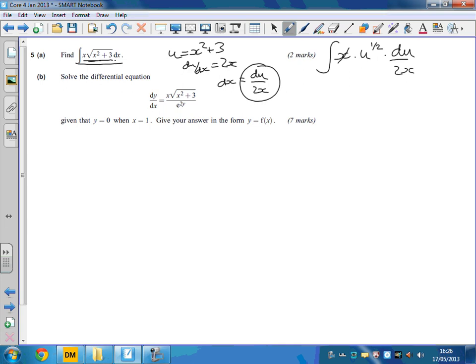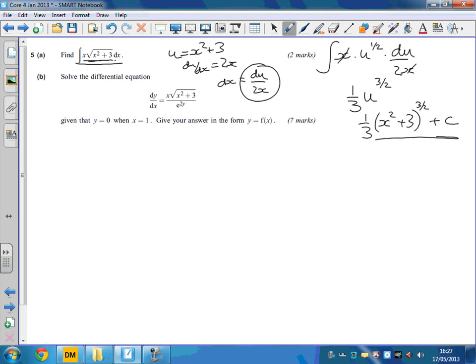The x's cancel, as we hoped they would, and the u now, the power goes up by 1 to 3 over 2, divide by the new power, so we've got 2/3, we've got half of it, so we've got 1/3. And so we've got 1/3 of x squared plus 3 to the power of 3 over 2, and let's put a plus c in there. There's 2 marks there. Clearly they're helping us out there because we know we're going to use it in a minute.